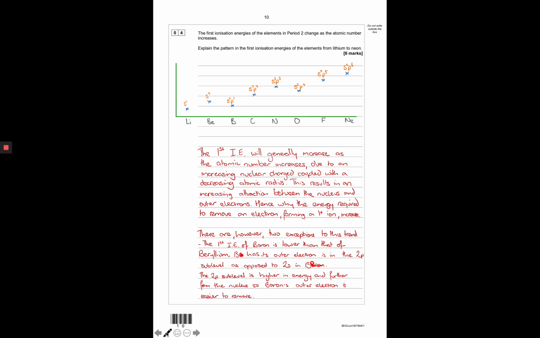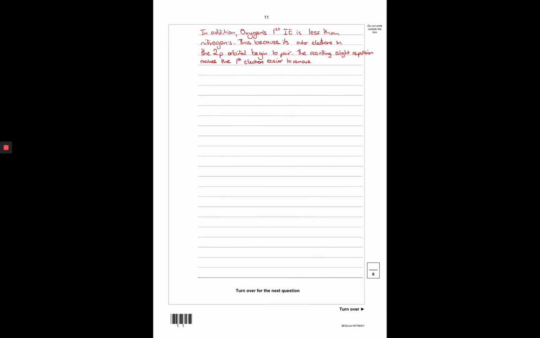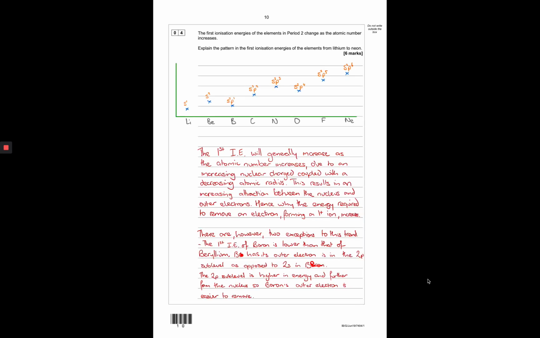And then the next mark would be why that makes a difference. So the 2p sublevel is higher in energy, and therefore on average that electron is further from the nucleus, and therefore it's easier to remove. Okay. And then finally, we see from our graph that oxygen is lower than nitrogen, or the first ionization energy of oxygen is lower than that of nitrogen.